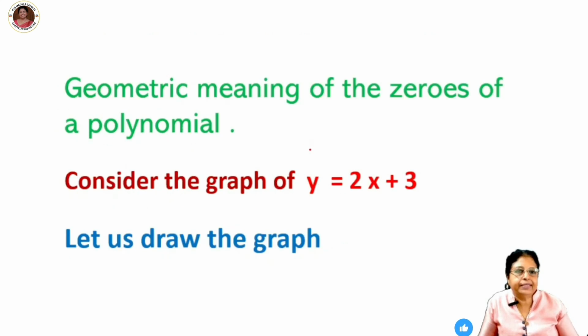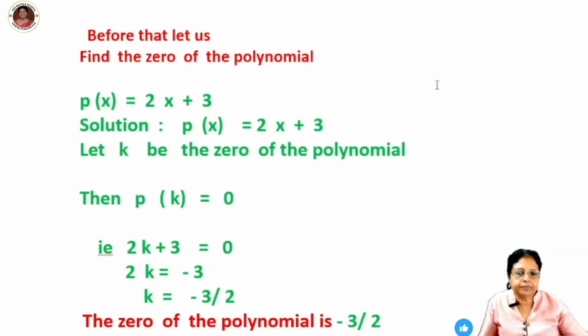Now let us start with a linear polynomial. That means the polynomial's degree is 1, then it is a linear polynomial. So consider this linear polynomial 2x plus 3. Here we are considering the graph of y equal to 2x plus 3. Let us draw its graph. Before that, let us find the zeros of this polynomial. Say p of x equal to 2x plus 3. We want to find out the zero of this polynomial.